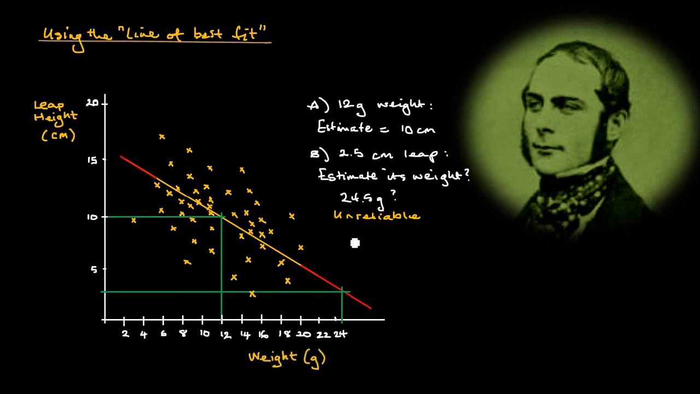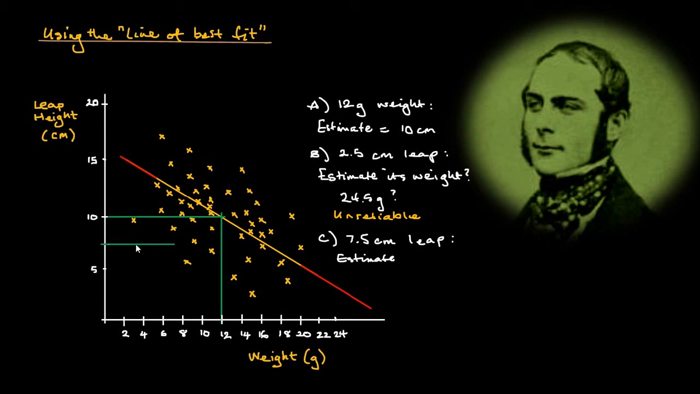Let's do one final estimation then. And this time, let's just erase this one because we're not happy with that. Okay, let's say finally that they ask us about a 7.5 leap. That seems a bit more feasible. So a 7.5 centimeter leap. Can we estimate reliably what the frog will weigh that leapt 7.5 centimeters in the air?